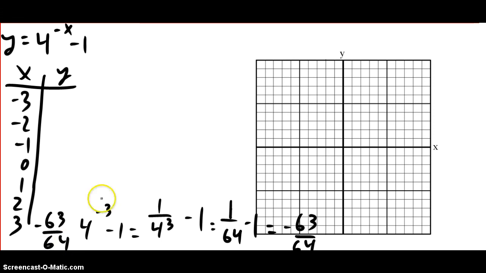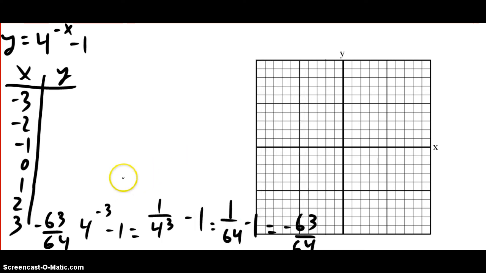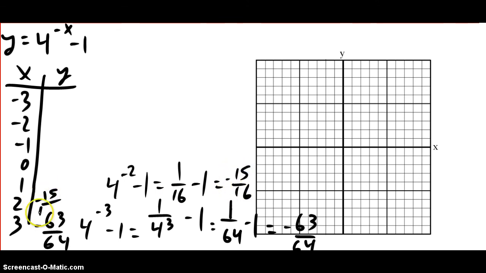Okay. You do the same thing for 2 here. Okay, and we have 4 to the negative 2 minus 1. So that's 1 over 16 minus 1. So that's negative 15 over 16. 4 to the negative 1 is 1/4. So this minus 1 is negative 3 over 4. 4 to the 0 minus 1. 4 to the 0 is 1. 1 minus 1 is 0.